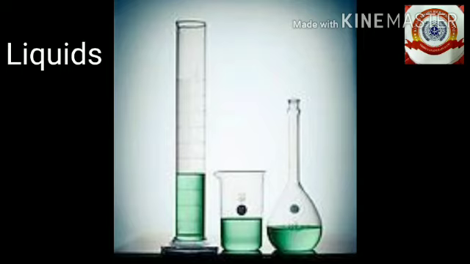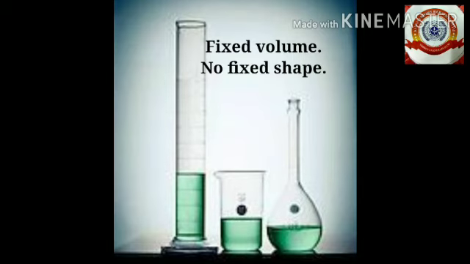So, let's discuss liquids. Liquids have a fixed volume but no fixed shape. Transfer the water in the beaker to different containers, and the final volume is the same. So, liquids have a fixed volume, but they don't have a fixed shape. It takes the shape of the container.